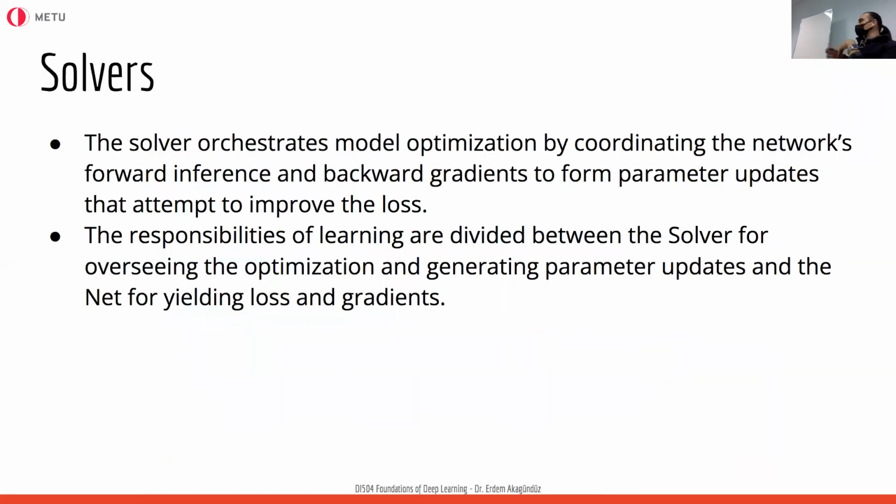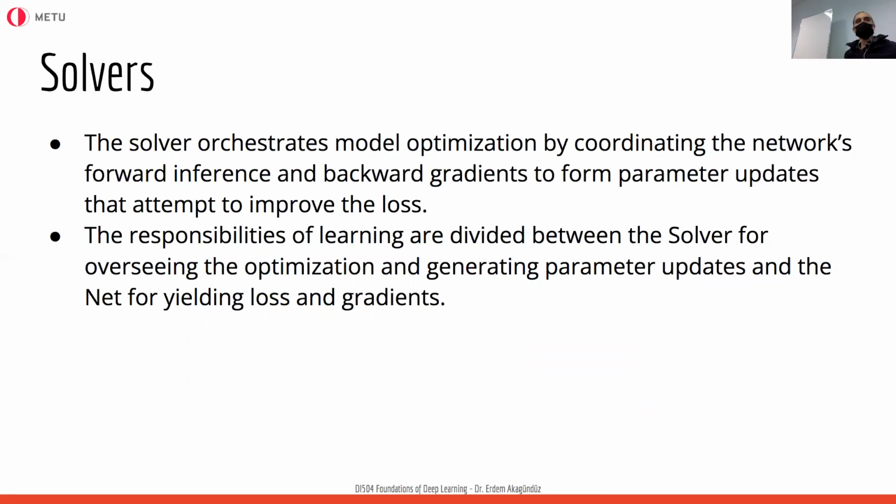So how it is done for neural networks is this whole thing that simulates the backpropagation algorithm, doing it layer by layer, applying gradient descent to each layer, using optimization, getting the weights. This whole system in deep learning libraries is called a solver, okay? The solver orchestrates and manages everything for optimizing the necessary parameters for your model. It does the forward and backward pass, so the forward inference and backward gradients to form the parameter updates.